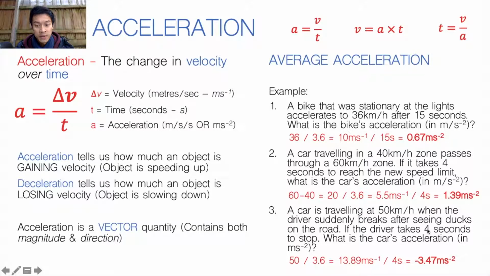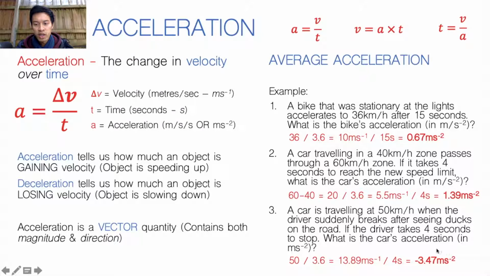And it takes 4 seconds to do that, so you take 13.89 meters per second divided by 4, which gives you 3.47 meters per second squared. Now, here's the catch. It is asking for the car's acceleration, right? But because the car is slowing down, the acceleration must be a negative value, yeah? So a car's acceleration must be negative because it is slowing down. That negative tells you that the object is not gaining 3.47 meters per second every second. It's losing 3.47 meters per second every second, okay?